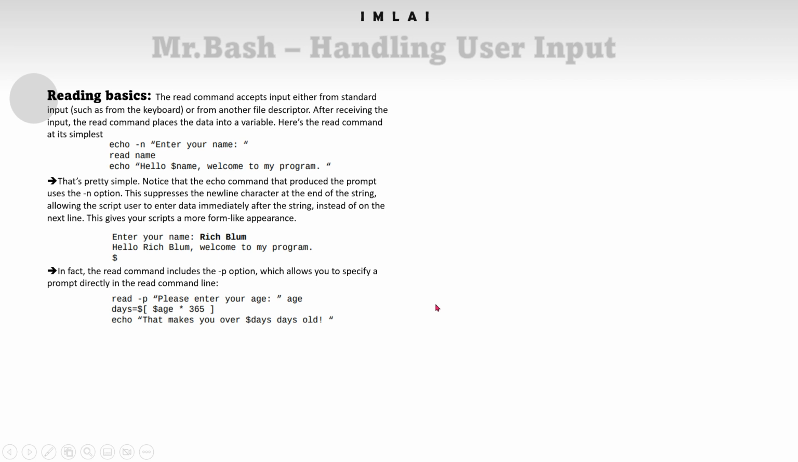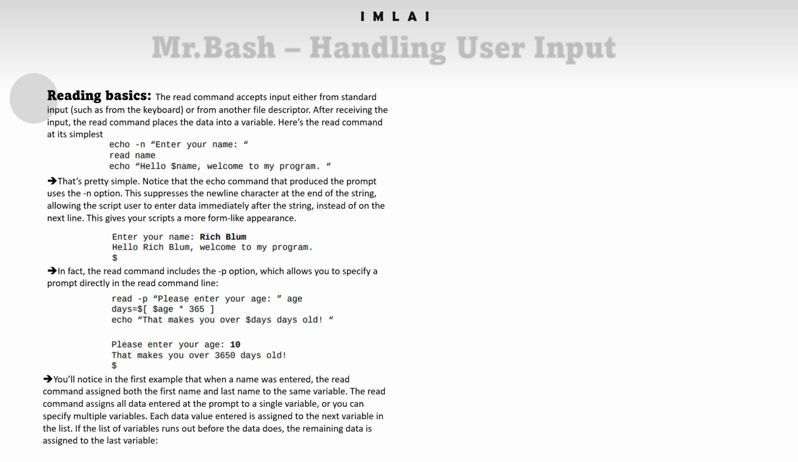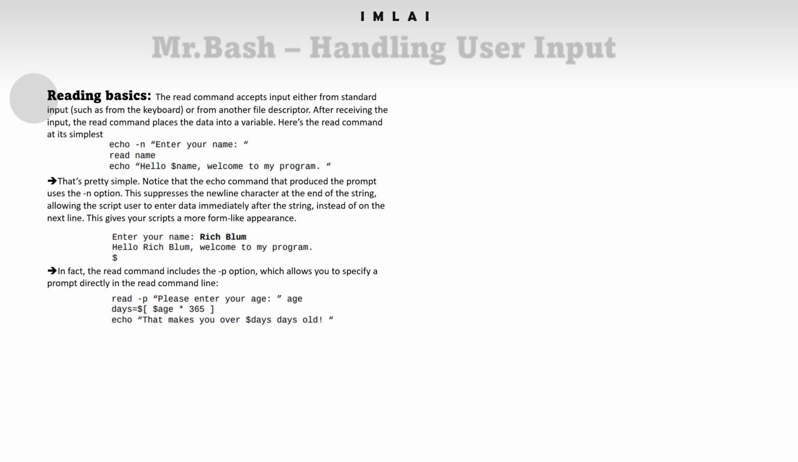Then you will notice in the first example that when a name was entered, the read command assigned both the first name and last name to the same variable. So the read command assigns all data entered at the prompt to a single variable, or you can specify multiple variables. Each data value entered is assigned to the next variable in the list. If the list of variables runs out before the data does, the remaining data is assigned to the last variable. So this is how it works.